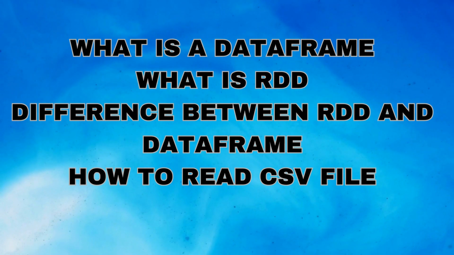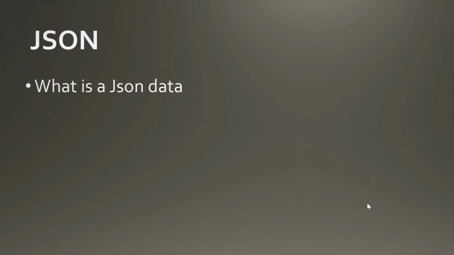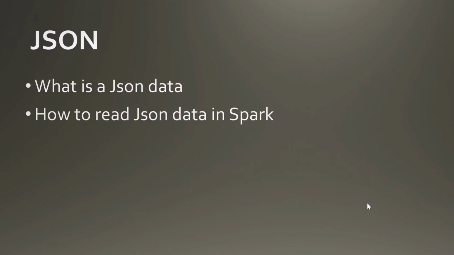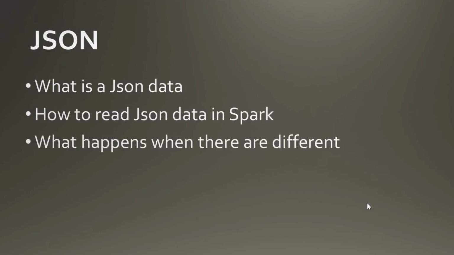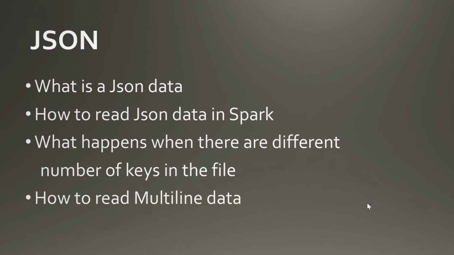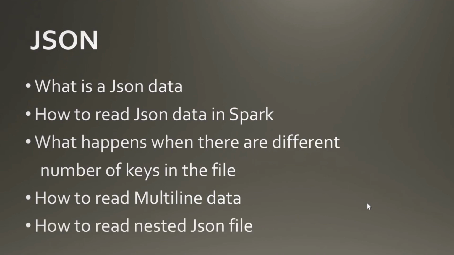We will see what JSON data is, and how to read that JSON data in PySpark. We will also see what happens when there are different numbers of keys in the file, how to read multi-line data, and how to read nested JSON files. So we will start from the basics, stating what JSON data is, till how to read a nested JSON file.